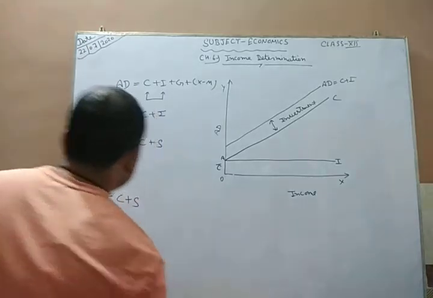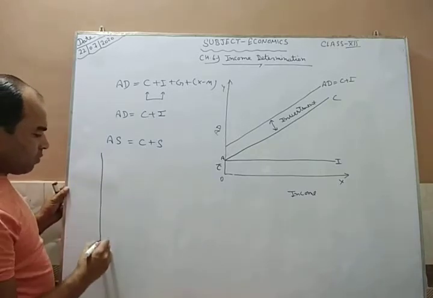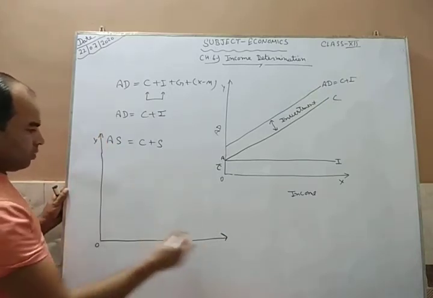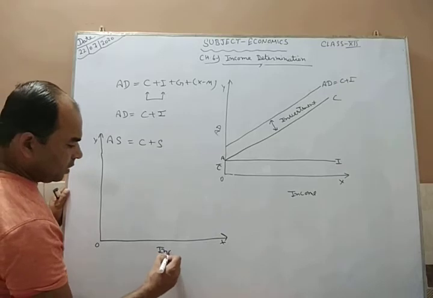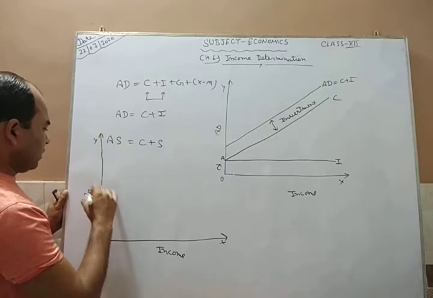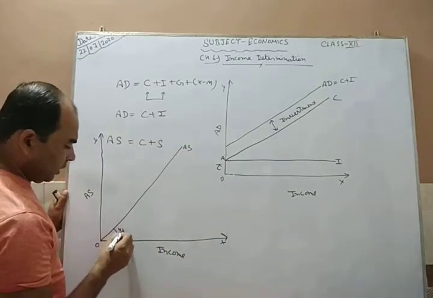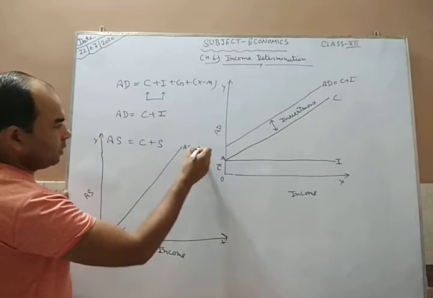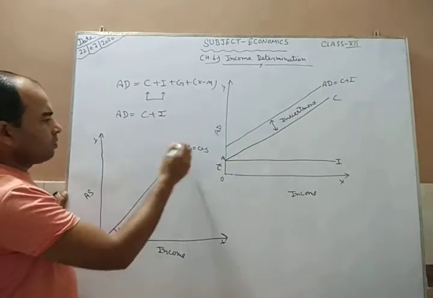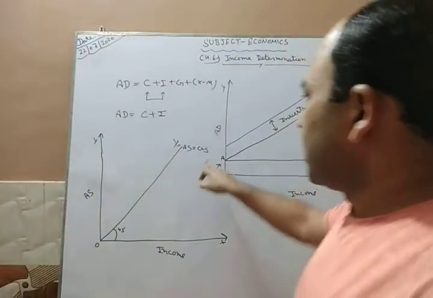If we are talking about aggregate supply, the diagram of aggregate supply will be at a 45 degree angle. Here is Y, here the origin, X. Here we always measure income and on the Y axis we measure aggregate supply. So aggregate supply is a 45 degree angle. This has C plus S. This is clear to students and it is also equal to Y. Y is equal to aggregate supply is equal to C plus S.